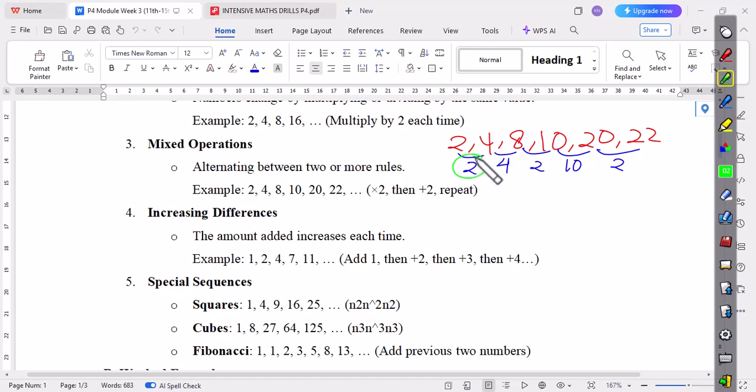This one is 2, this one is 2, and this one is 2. So how to find the pattern? We can use this way.